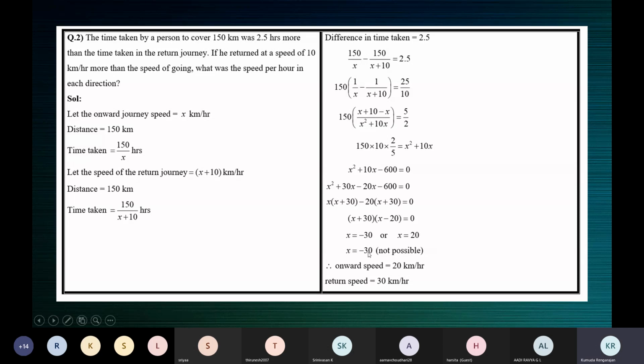And x equal to minus 30 is not possible because x is the speed and cannot be negative. So we go with x equal to 20, and if x is 20, the speed of the return journey is 20 plus 10, 30 kilometers per hour.